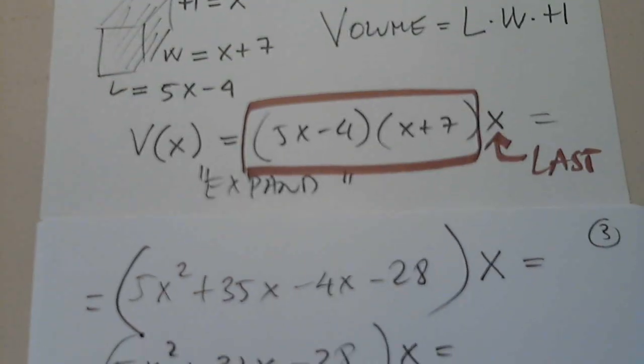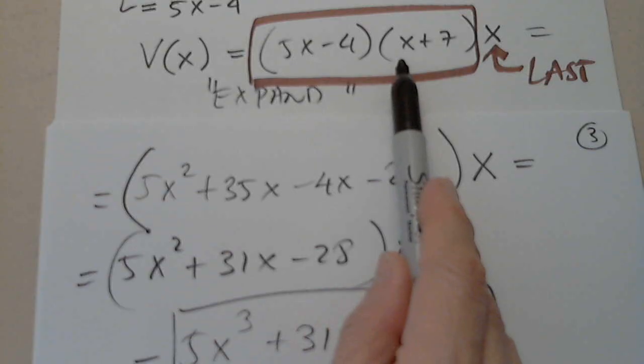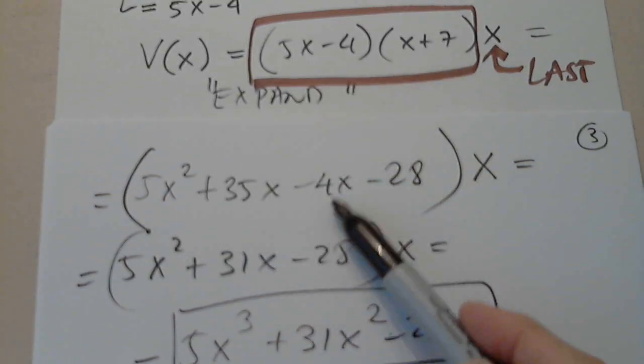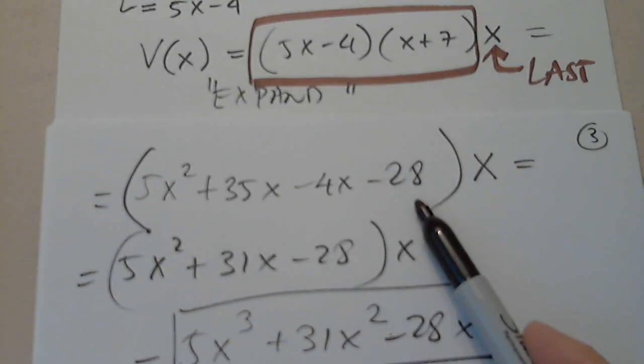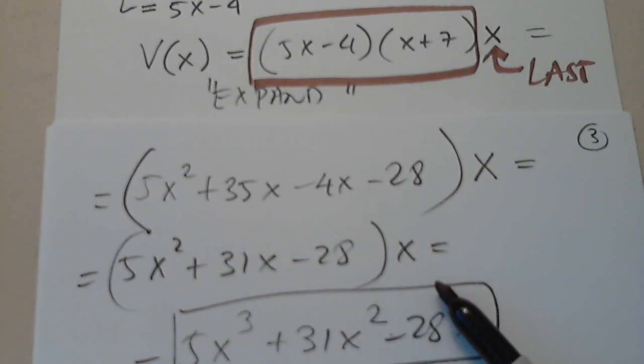It's one question. Yes? How did you get 28 at the end? 5x times x is this, 5x times 7 is this, negative 4 times x is this, negative 4 times 7 is this. Okay. Then I combine like terms, and then we distribute x.